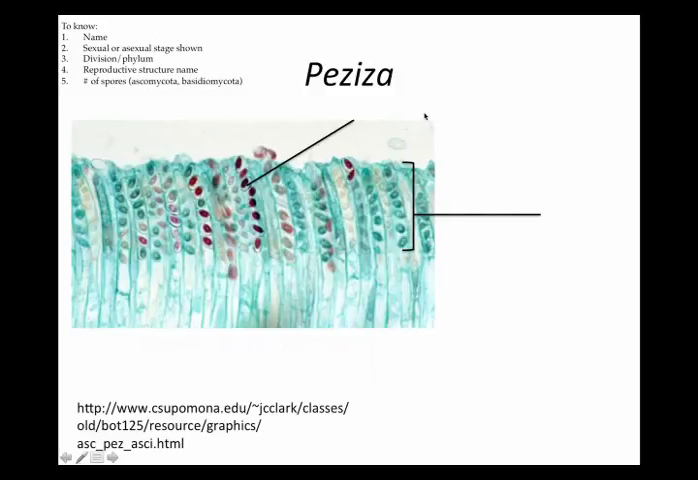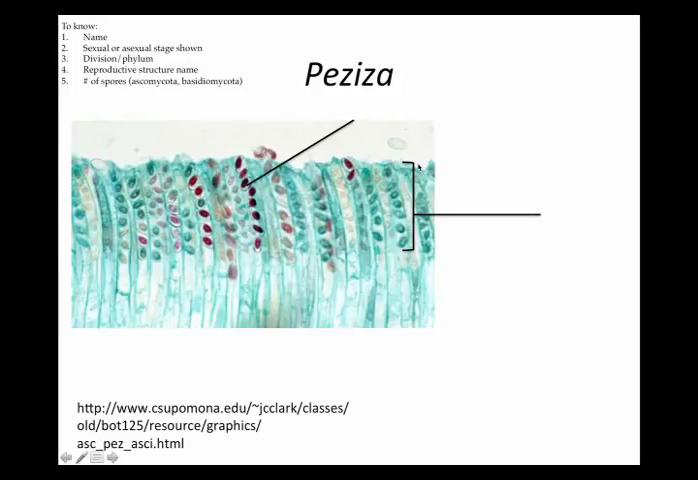Peziza is showing us here its sexual stage. It's also an ascomycete, or Ascomycota is the phylum. But here we have the asco part. So the whole thing is the ascocarp. It's like a sac. It's what asco is, sac. So S-A-C is how I remember that.